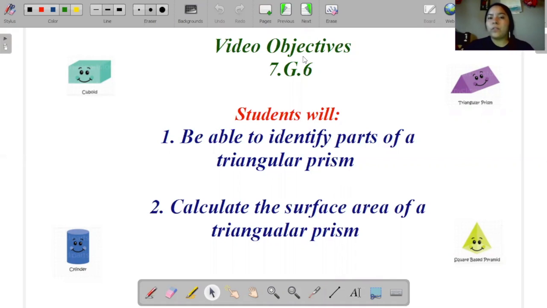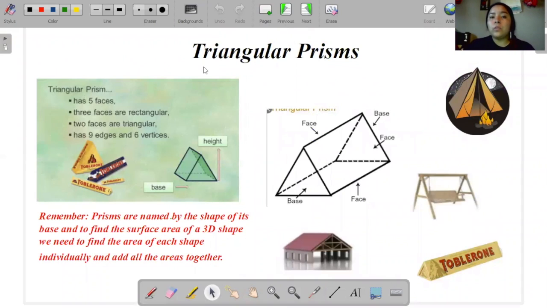So what is a triangular prism? A triangular prism is a three-dimensional shape that has 5 faces, in which 3 faces are rectangular, 2 faces are triangular, and it has 9 edges and 6 vertices. So here we have our triangular prism, and we can see 2 faces are triangular and our 3 rectangular faces as well. Just remember that prisms are named by the shape of its base.